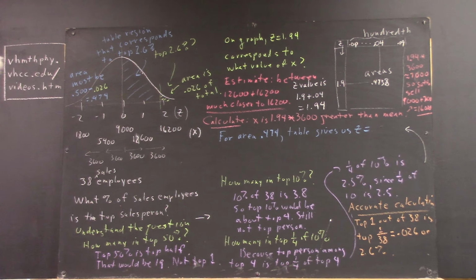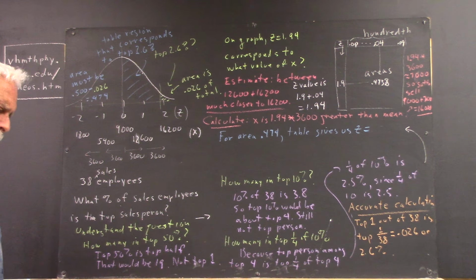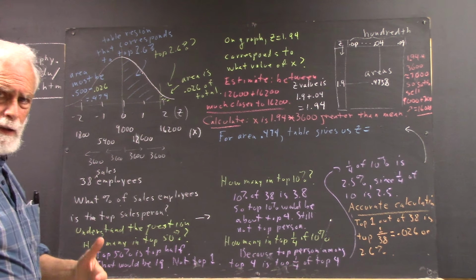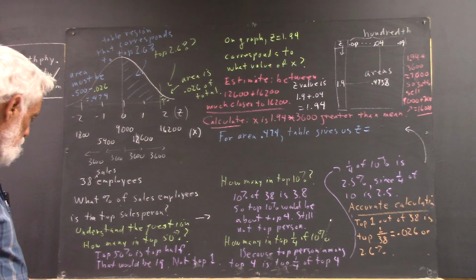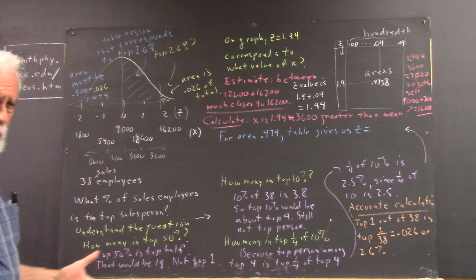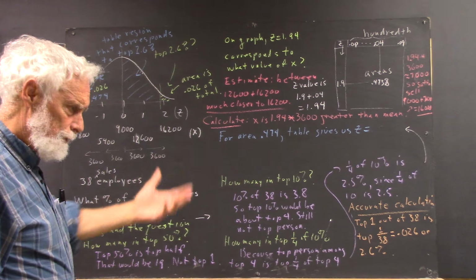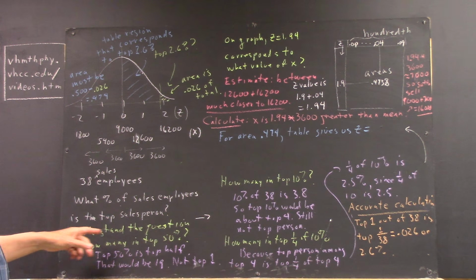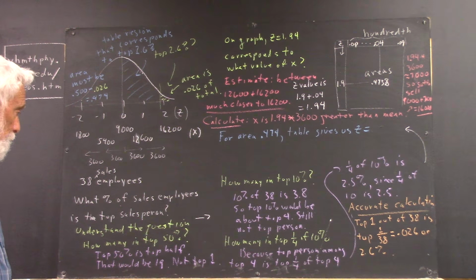Okay, well, we've got 38 employees. The question is then, what percent of the area corresponds to the top employee? Okay. Well, let's just think about what the areas mean in this context. We want to understand why. I could tell you very easily how to calculate this, but it wouldn't necessarily have any meaning. Okay? So we want to understand the question of what percent of the sales employees would be the top salesperson.